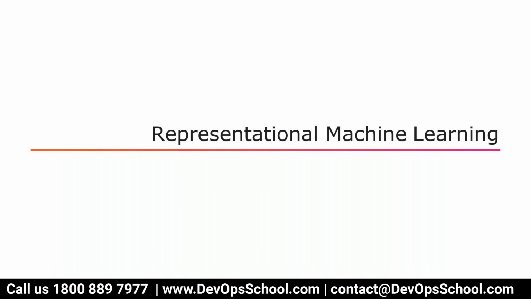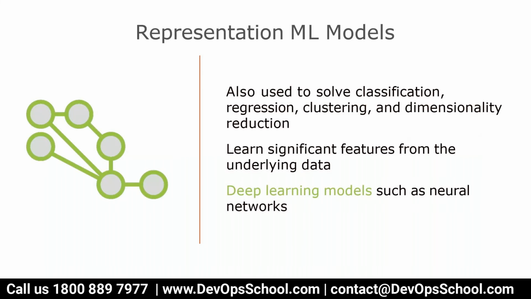Now, the second model we have is representational machine learning. In representational machine learning, you don't decide which model is good for your data. Here, representation ML models are also used to solve classification, regression, clustering, and dimensionality reduction. But you know what? Here, the representation ML model learns significant features from the underlying data. That means your algorithm automatically learns from the data and then decides which model is good for it. So you don't have to take any decisions here. Based on the data you get, it will automatically be decided.